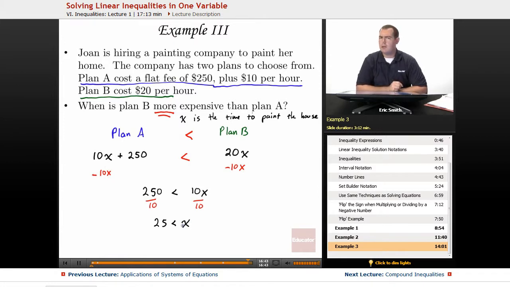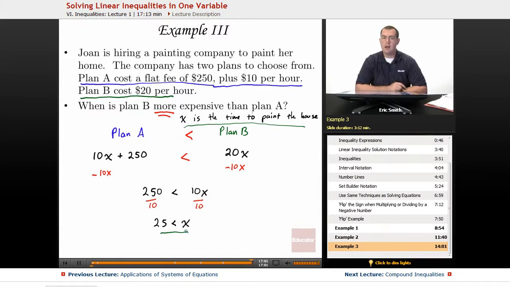Okay? Now it's time to interpret exactly what we have here. So x represents the time that it will take to paint the house. So what I can see here is that anytime my time is more than 25 hours, then I can be sure that Plan B will be more expensive. All right, so there you have it.